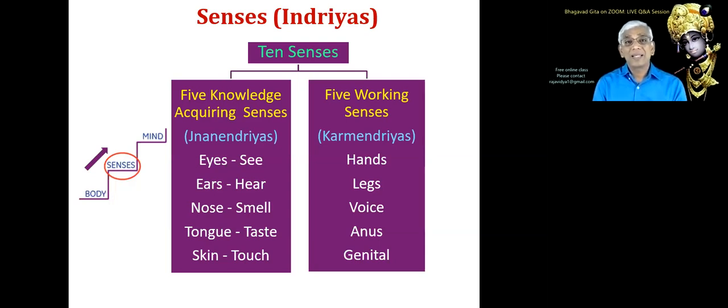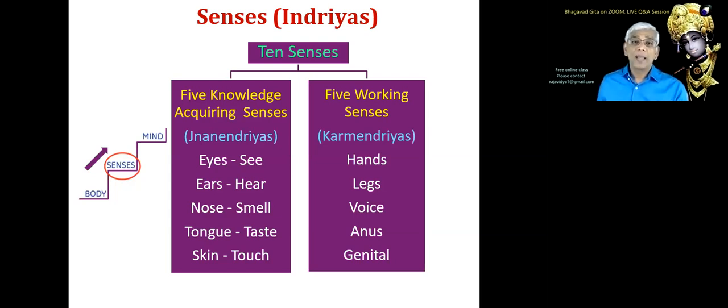So these are our working senses with which we will do the karma, we will do the activity. With the knowledge acquiring senses, we will gain the knowledge, and with the working senses, we will apply that knowledge. And the genital, everything we can control. So that's why these are known as the working senses.